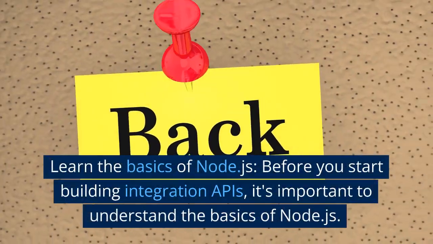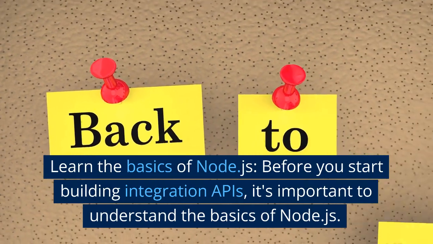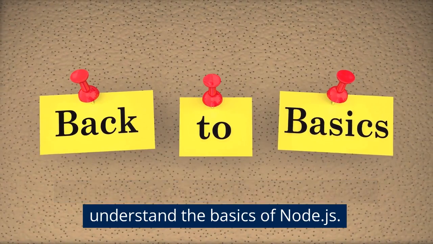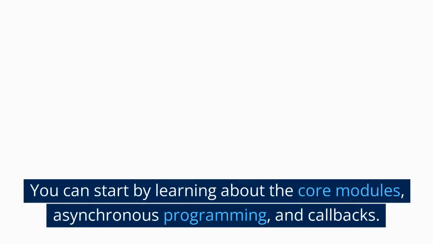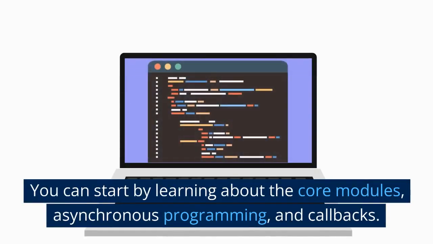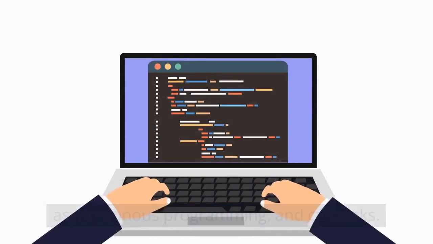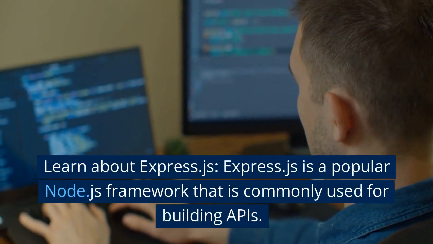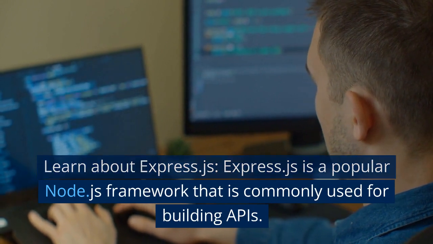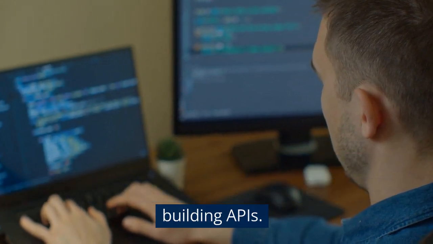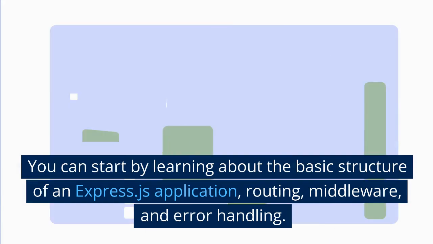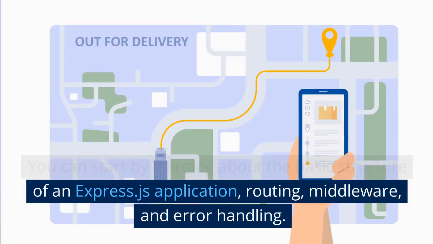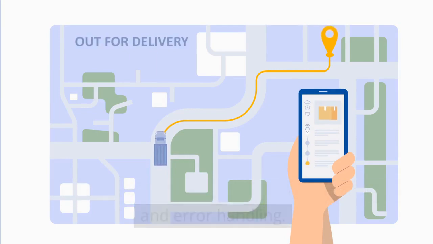Learn the basics of Node.js. Before you start building integration APIs, it's important to understand the basics of Node.js. You can start by learning about the core modules, asynchronous programming, and callbacks. Learn about Express.js. Express.js is a popular Node.js framework that is commonly used for building APIs. You can start by learning about the basic structure of an Express.js application, routing, middleware, and error handling.